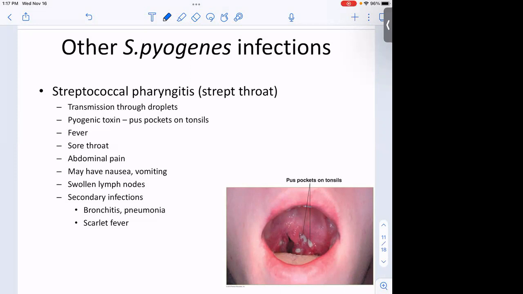Those rapid strep tests aren't really accurate. There's some false negatives and false positives associated with it. But yeah, question.